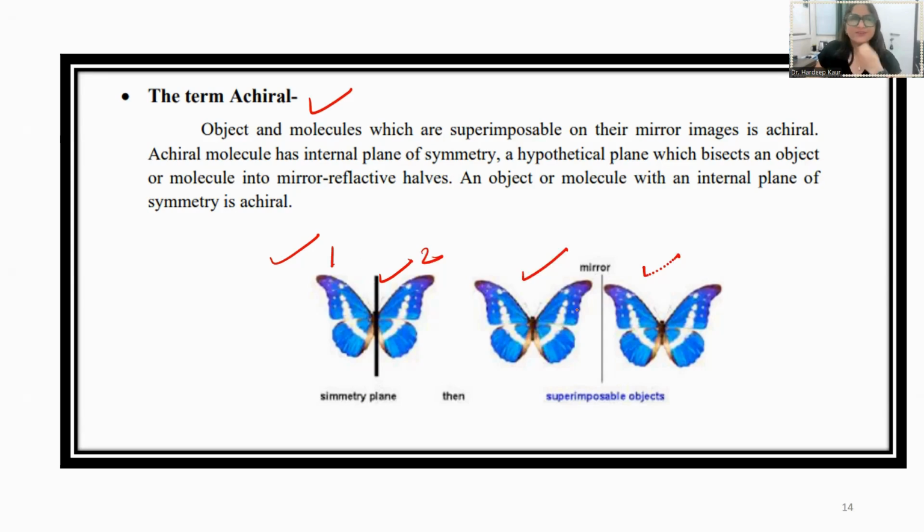So these planes are not real, they are just imaginary. You can see these are some hypothetical planes. It means it is in our mind, but we are not saying that there is actually a plane.